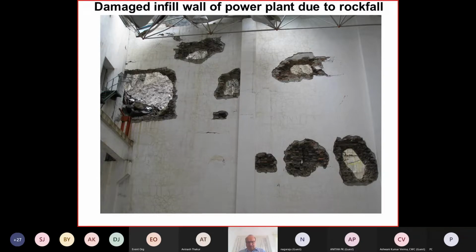Rockfall can be quite intensive, as we see here in this powerhouse. We have just the infill wall. Infill wall usually is some unreinforced material, and the stones falling from greater height and hitting this infill wall at high velocity create holes, you see, like somebody was shooting at this building, but it's just from rockfall.